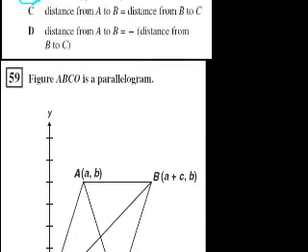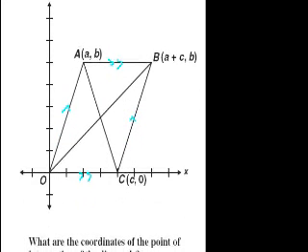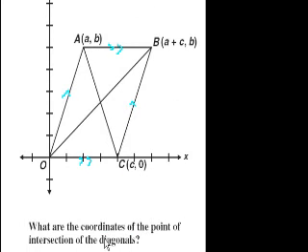Next problem, 59. Figure ABCO is a parallelogram. Fair enough. That's parallel to that, and that's parallel to that. What are they asking us? What are the coordinates of the point of intersection of the diagonals? So what are these coordinates?